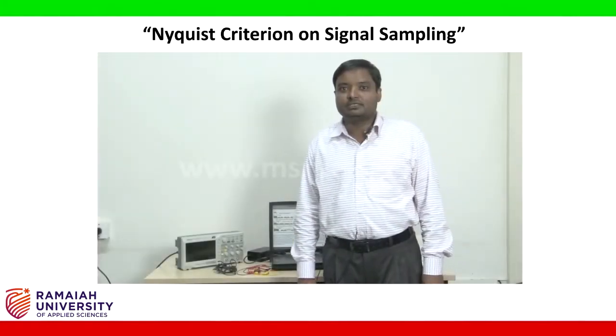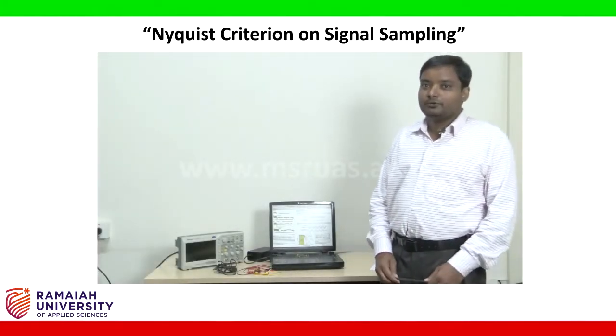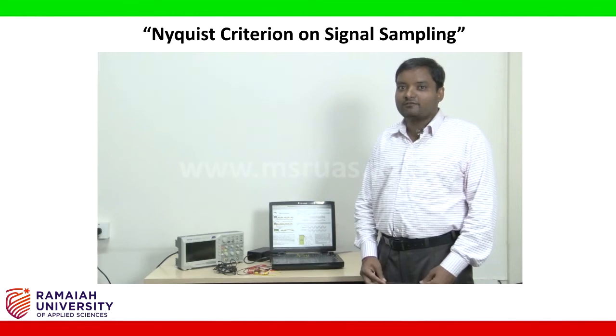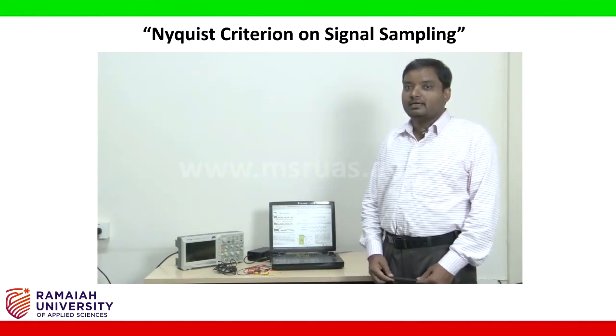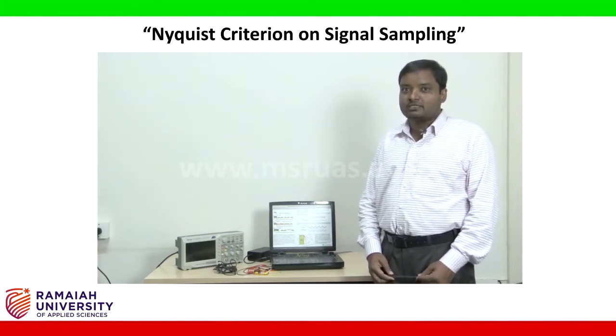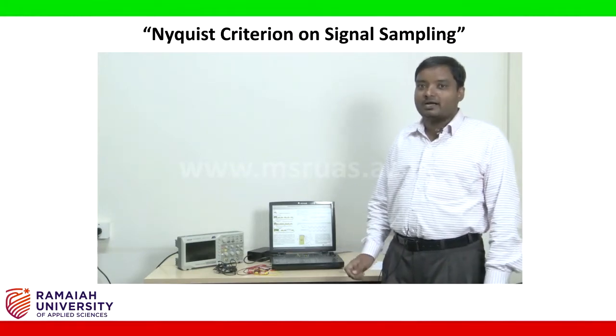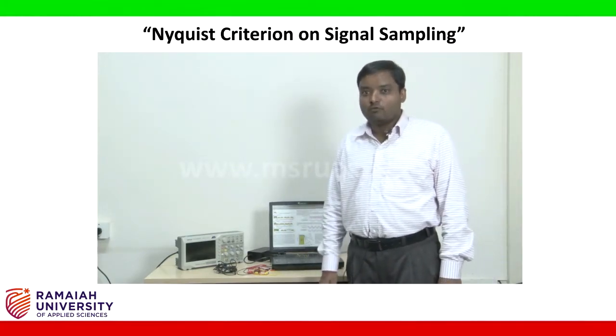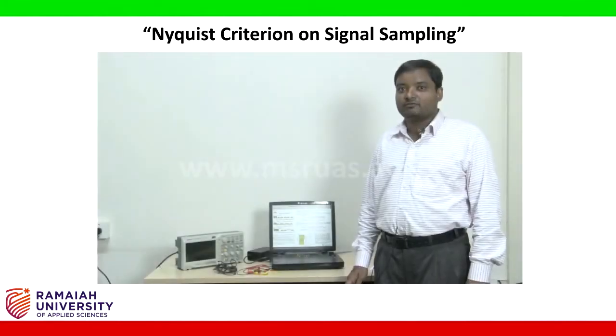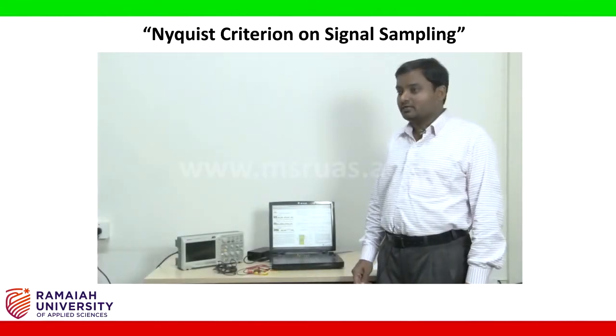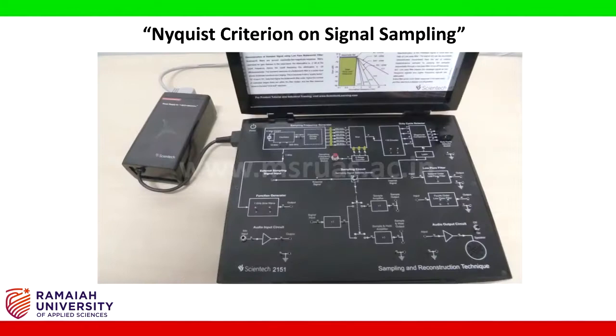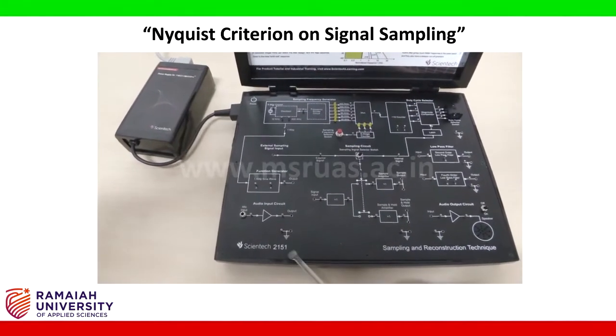Hi students, this is an experiment to analyze and learn the Nyquist sampling criterion. In that there are three ways: one is undersampling, critical sampling, and oversampling. Apparatus required for the current experiment is the Syntec board. This is the Syntec 2151 board.